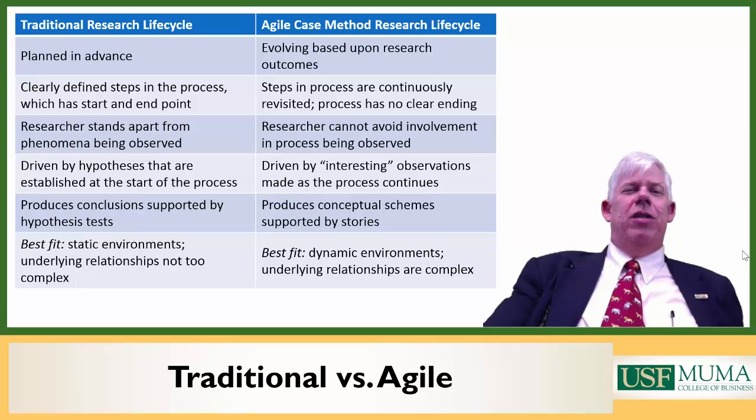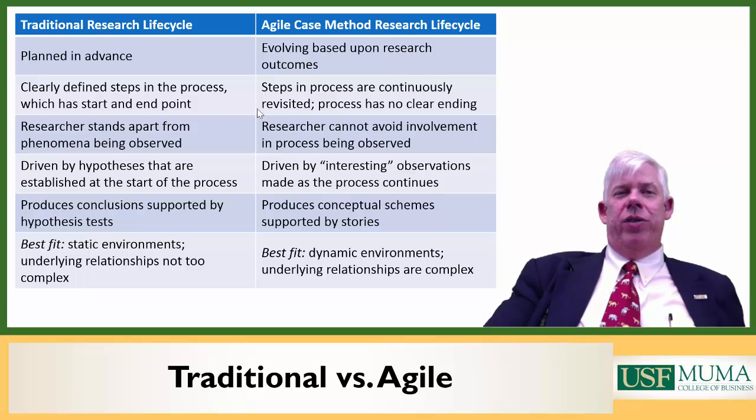So I've prepared a table here to illustrate some of the key differences. If you look at the traditional on the left and the agile on the right, traditional tends to be planned in advance and systematic. Agile evolves based upon what you're seeing. Traditional research has clearly defined steps. In agile research, you're continuously revisiting the process, and it has no clear ending. In traditional research, the researcher tries to stay clear of the process being observed as much as possible so as not to interfere with it.